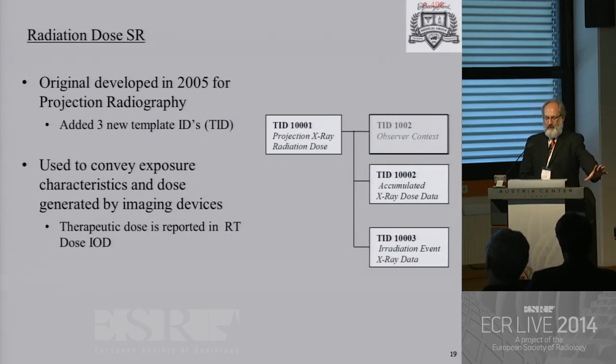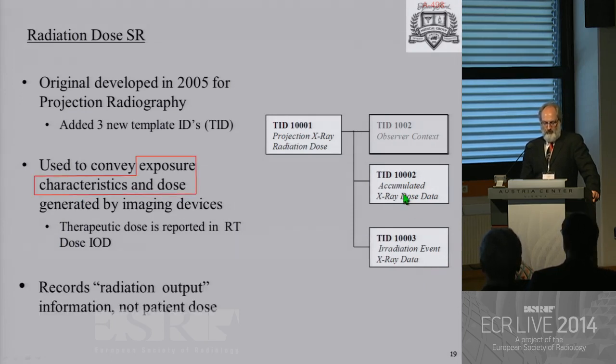So that template ID is 1002, and it's in almost all structured reports. What it did is it put in these 2, the irradiation event per irradiation event and the accumulated X-ray dose. I want to note here that the radiation dose structure report was developed for the exposure and dose characteristics of the X-ray machine. It's not for therapeutic.